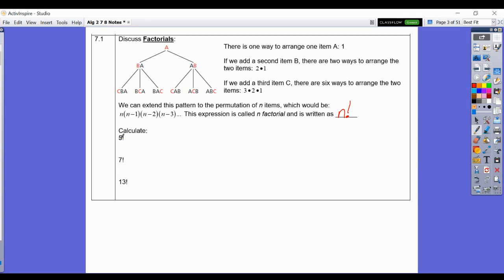And what it means is if you have 5 factorial, that's 5 times 4 times 3 times 2 times 1. And that can get big really quick. This one's not too bad. It is just 120.